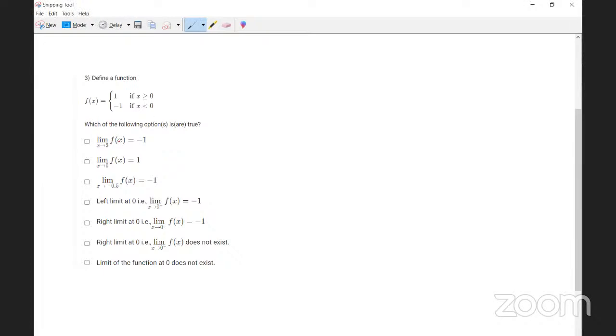Which of the following options are true? First check whether the limit as x tends to 2 of f of x is minus 1. It is not possible, because for all values of x greater than 0, it equals 1. So this is not correct. You can plot the graph also. For x greater than or equal to 0, it equals 1, and for x less than 0, it equals minus 1.